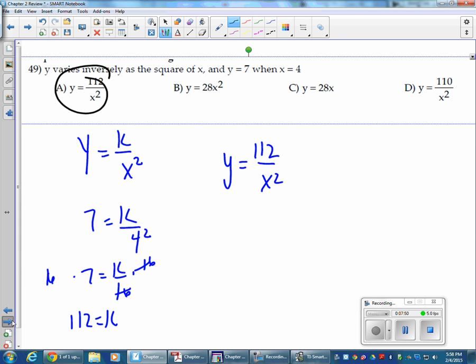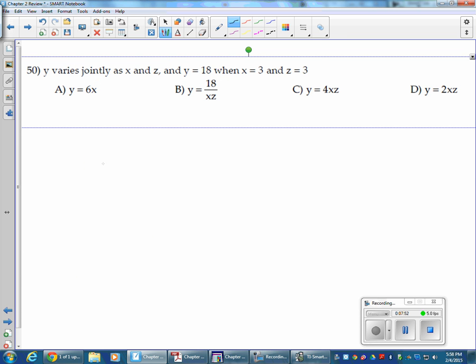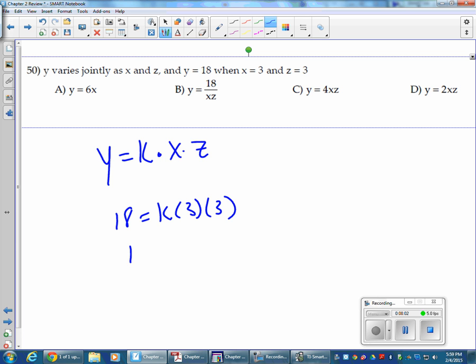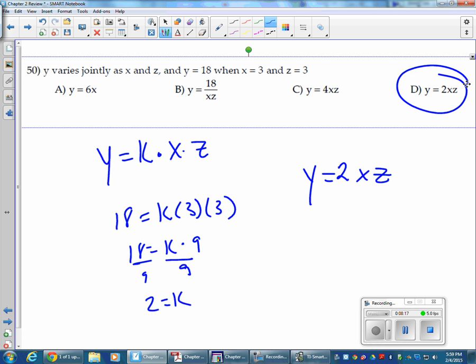Last one. 50, y varies jointly as x and z. So k times x times z. Y is 18, x is 3, and z is 3. So the first thing I'm going to do is multiply 3 times 3. So k times 9, divide by 9. You get that k is 2. So I'm going to rewrite this, but instead of k, I'm going to put 2. 2xz. So my answer is D.